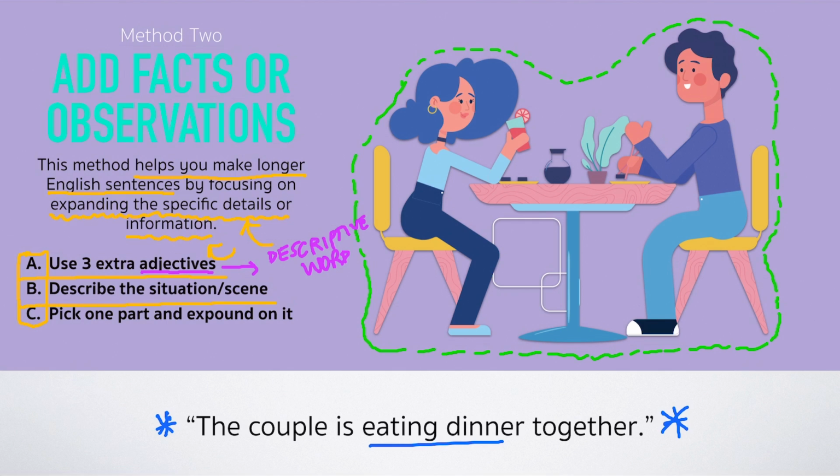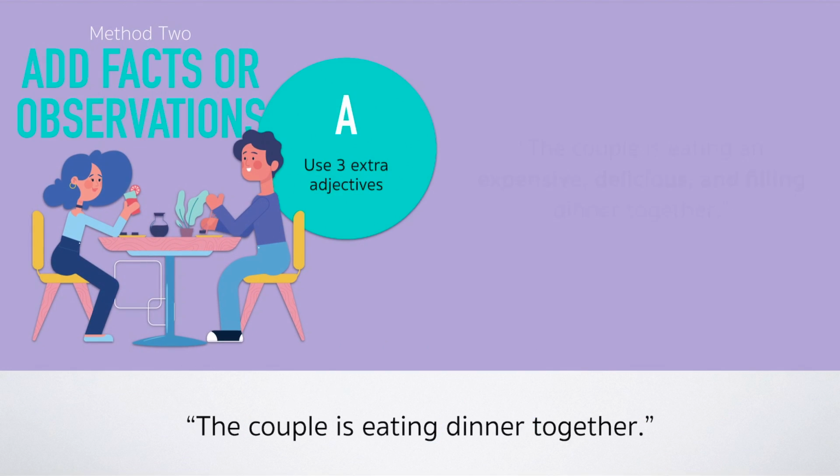For example, where are they? What's going on exactly, okay? And finally, pick one part and expound upon it, okay? So maybe you want to pick the couple, or maybe you want to pick the dinner, or maybe you want to pick the fact that they are together. You choose one part to expound or expand upon, okay? All right, so let's go to the next screen and see this actually in an example, okay?